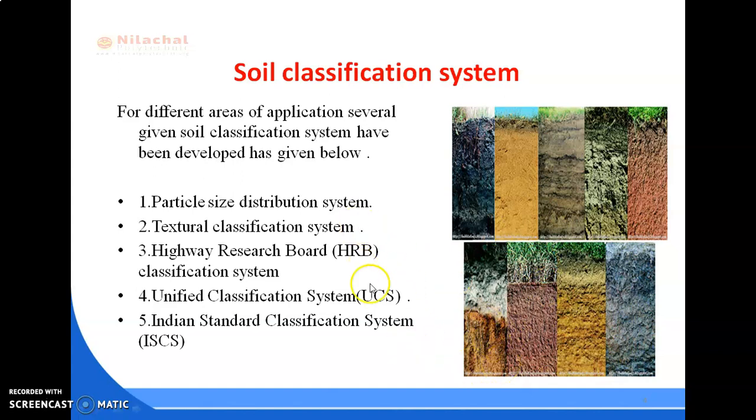So these are basically the 5 types of soil classification system, but in your syllabus only number 5 is given, the Indian Standard Classification System, that is the ISCS system. So in this chapter we are going to discuss only this ISCS system, or all about the Indian Standard Classification System.